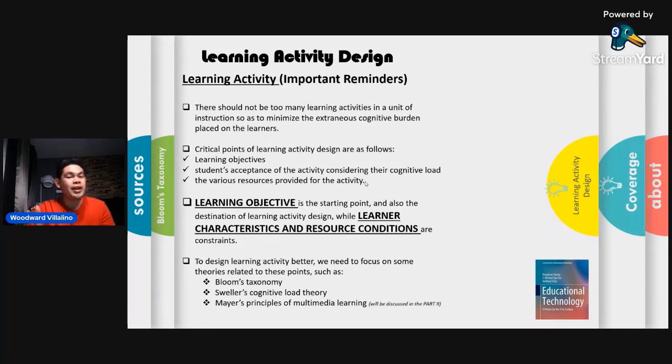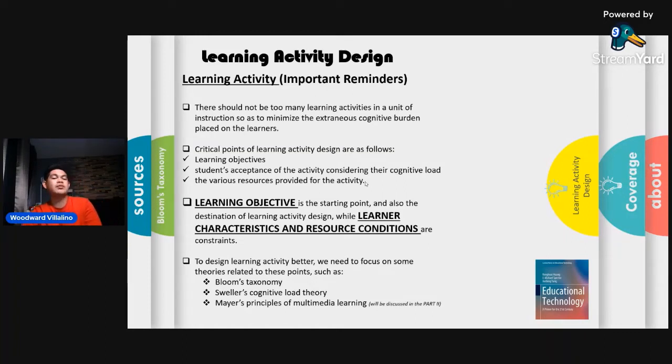There should not be too many learning activities in a unit of instruction so as to minimize the extraneous cognitive burden placed on the learners. The way they think will be exacerbated, and it will be tiring for them. So there should not be too many learning activities in units of instruction. We may enhance or revise some particular designs or activities that we are planning, so that it will not make the students tired.